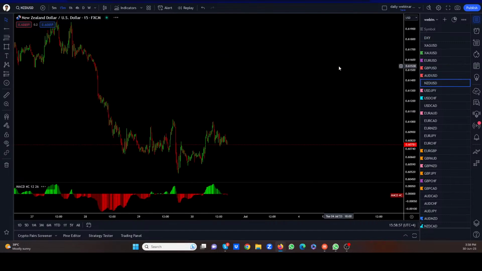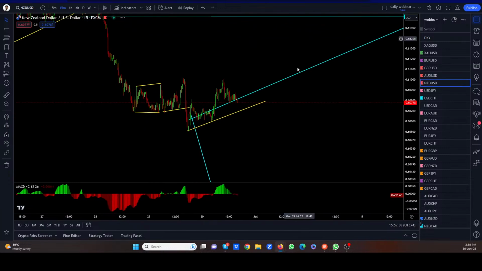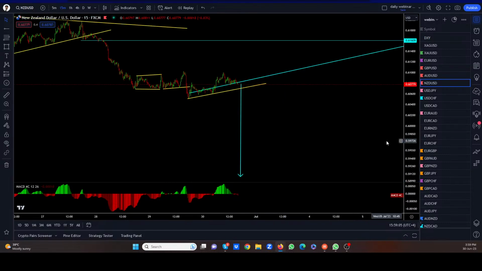And New Zealand. Sell setup. The sell for one more drop at least. I don't think New Zealand is going to drop, but we don't have a buy setup. I think this is going to go up. There's a good chance this is going to go up because we have a flat here and they go up.